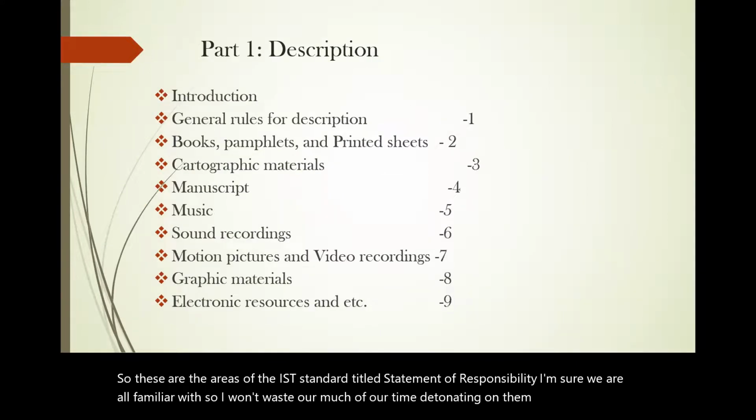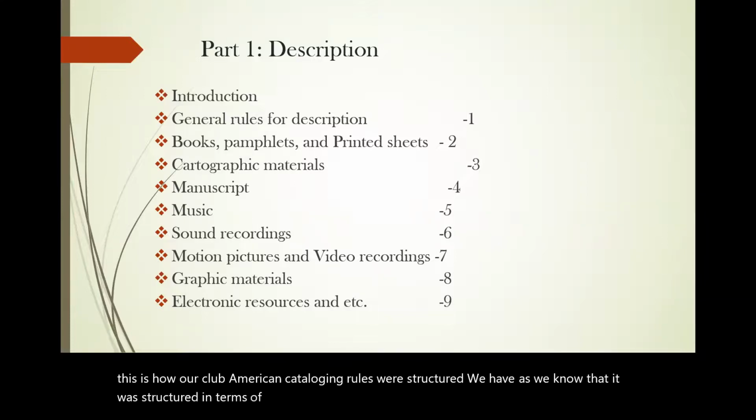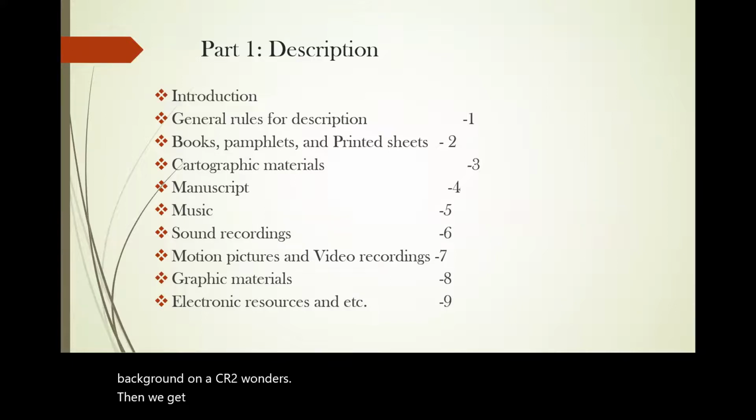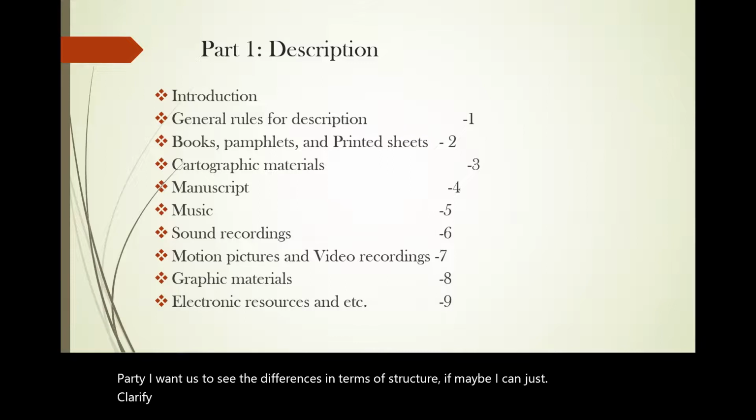So the first part, this is how Anglo-American Cataloging Rules was structured. It was structured in terms of chapters. The reason why I'm giving a little bit of background on AACR2 is that when we get to RDA, I want us to see the differences in terms of structure. If I can just clarify, we know that AACR2 is a structure-based standard, while RDA is content-based.